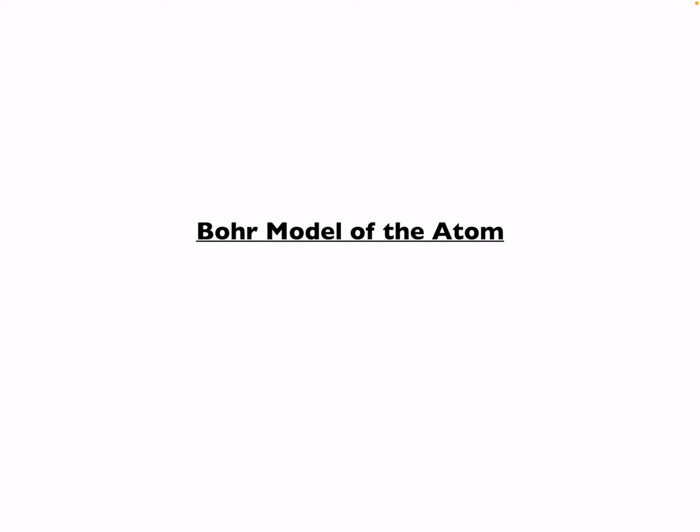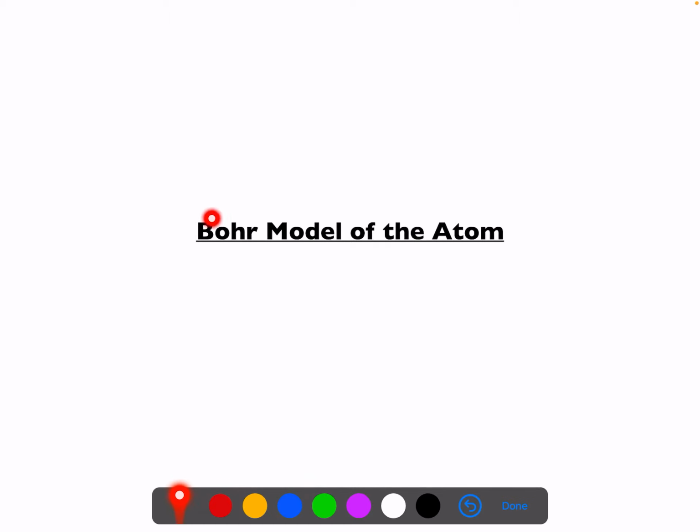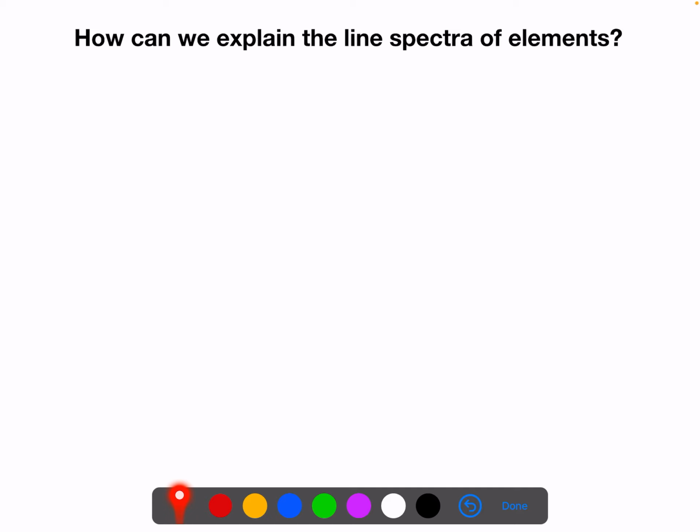So this lecture is going to go over the Bohr model of the atom. And this model of the atom is really built out of our line spectra. We talked about how different atoms give off different line spectra, or discrete wavelengths of light, when they're excited and they emit light. And so this has to do something with atomic structure.